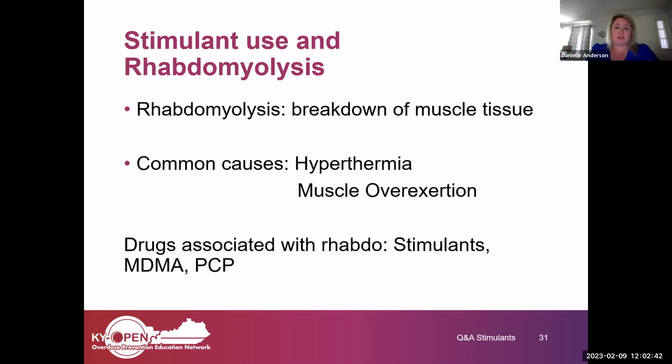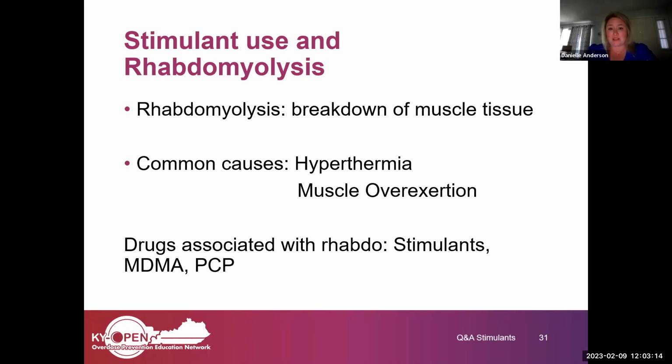Stimulant use and rhabdomyolysis. So rhabdomyolysis, and I'll call it rhabdo so we don't have to repeat that long word so many times, is the breakdown of muscle tissue when muscles are overused. And what typically happens is muscles break down and deposit some of the protein into the urine, and this can be very dangerous. It can cause kidney problems. People with rhabdo can get very, very sick. And common causes of rhabdo are hypothermia and muscle overexertion.